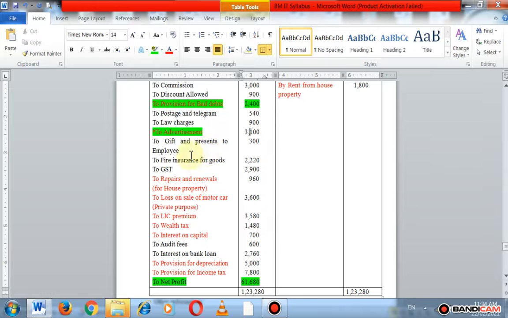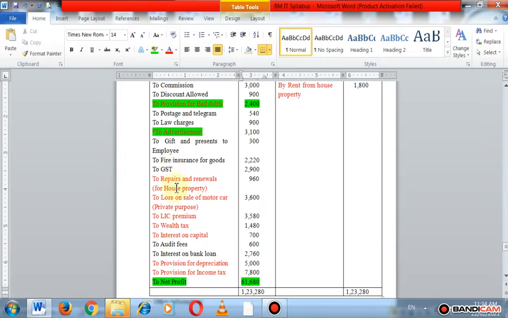Then gift and presents to employee. Okay, so gift and presents to employee is a business expenditure. It is given for the motivation of the employee, so it is an allowable expenditure. Fire insurance for goods: if fire insurance is taken for the goods, it is an allowable business expenditure. Then GST paid is an allowable expenditure, it is a business expenditure. GST is paid on purchase of some raw material, so it is allowable.